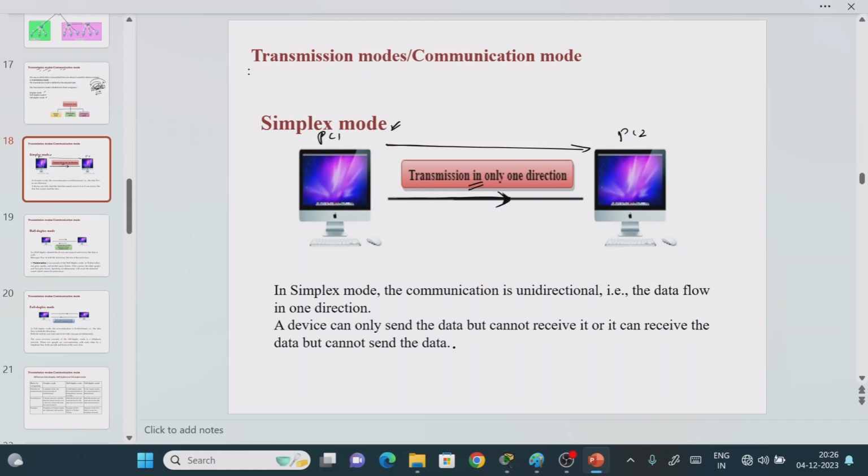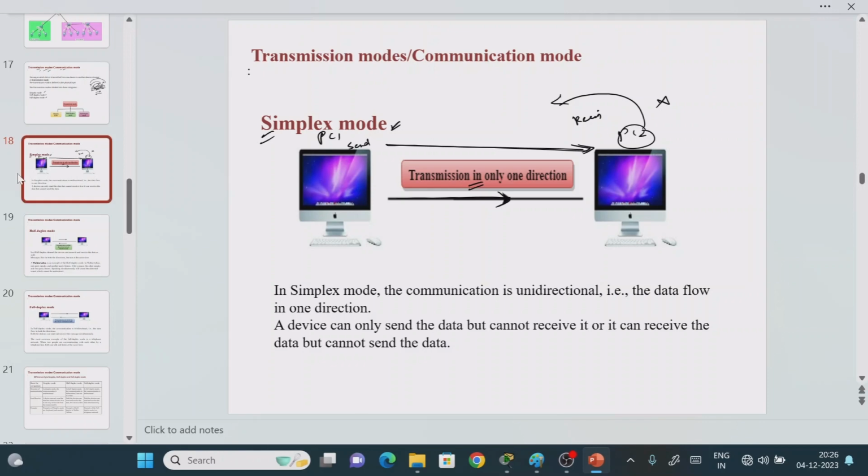If PC1 is sending the information to PC2, he will become the sender and PC2 will become the receiver, right? If PC2 wants to send information to PC1, this cannot be possible. This mode we call the simplex mode operation.